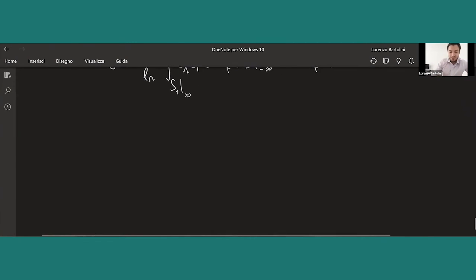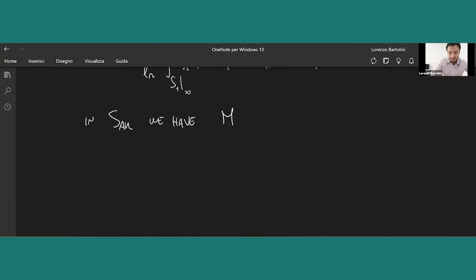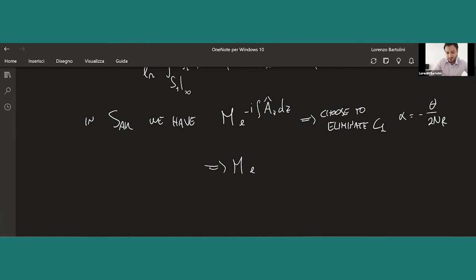And now we want to note that in the action of Aronov-Kutazov, we have the quantity e to the minus i integral of A_z, and this includes the abelian field. And so if we choose to eliminate theta, so we choose to eliminate the C1 essentially, we have to choose alpha equal to minus theta over 2 NF. And what happens? That now this action reads e to the i theta over NF.